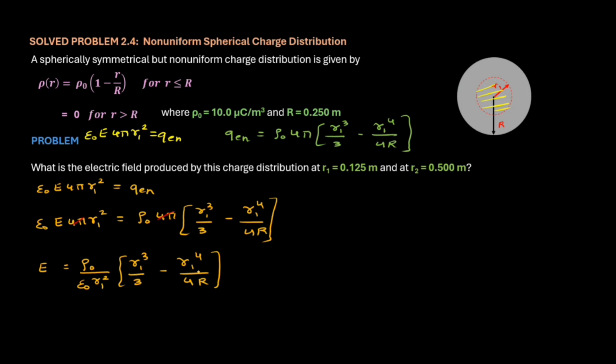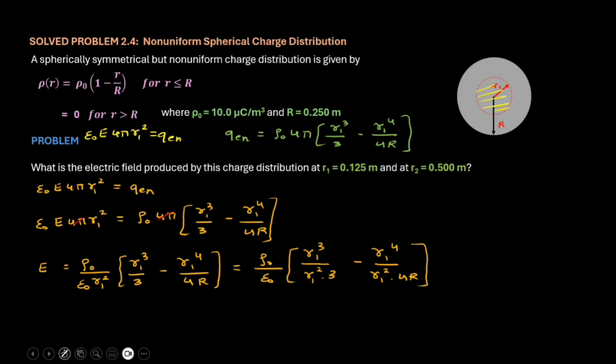R1 is present in both terms inside the bracket. So I can take this inside the bracket to cancel off the common powers. Rho naught over epsilon naught. Let's take R1 squared within the bracket. R1 cube over R1 squared times 3 minus R1 to the power 4 over R1 squared into 4R. Cancel off the R1s. R1 squared here and cube here, R1 squared here, and when you cancel this, this becomes R1 to the power 2.